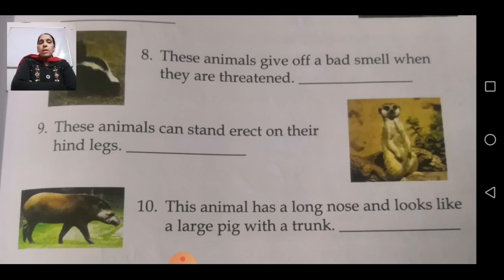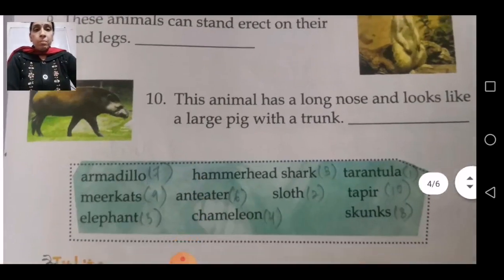Now this animal has a long nose and looks like a large pig with a trunk. Again, very important: long nose and looks like a large pig with a trunk. That also, number 10, you are going to remember.